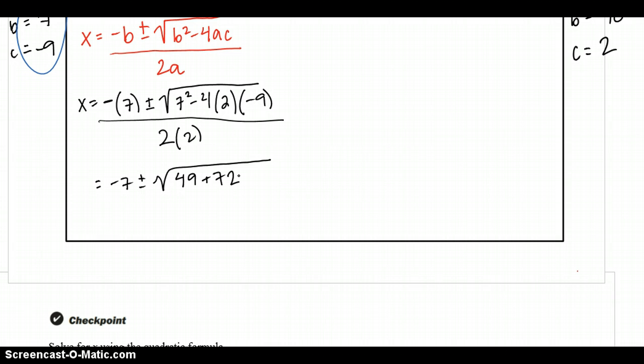Alright, so you see why that is plus 72. I had the minus 4 times negative 9. So those cancel out and become plus 72. And all of that, the whole thing, is divided by 2 times 2, which is 4.